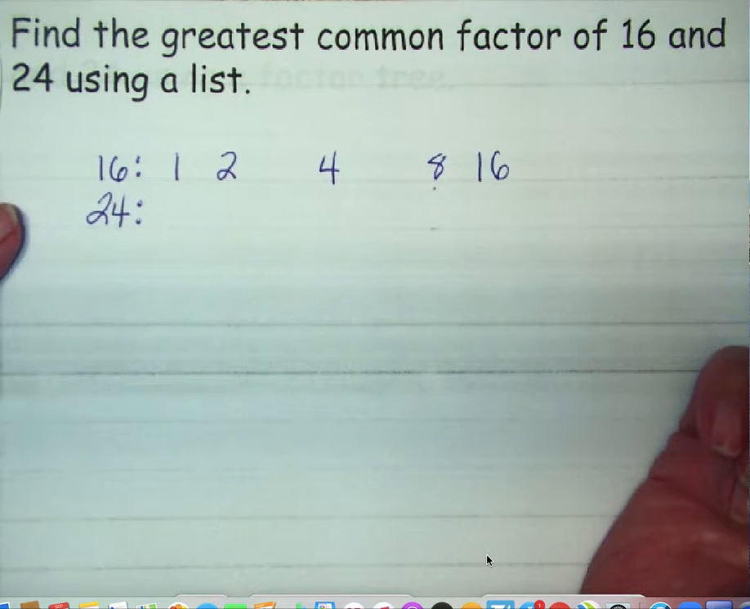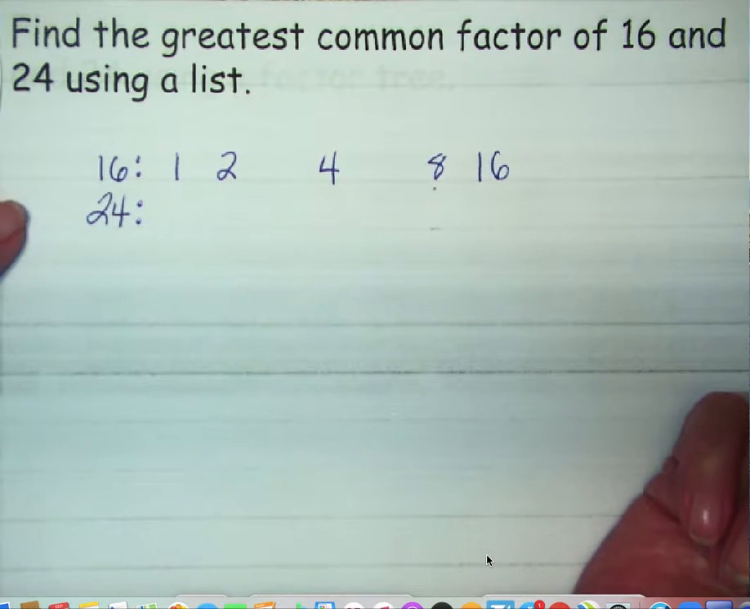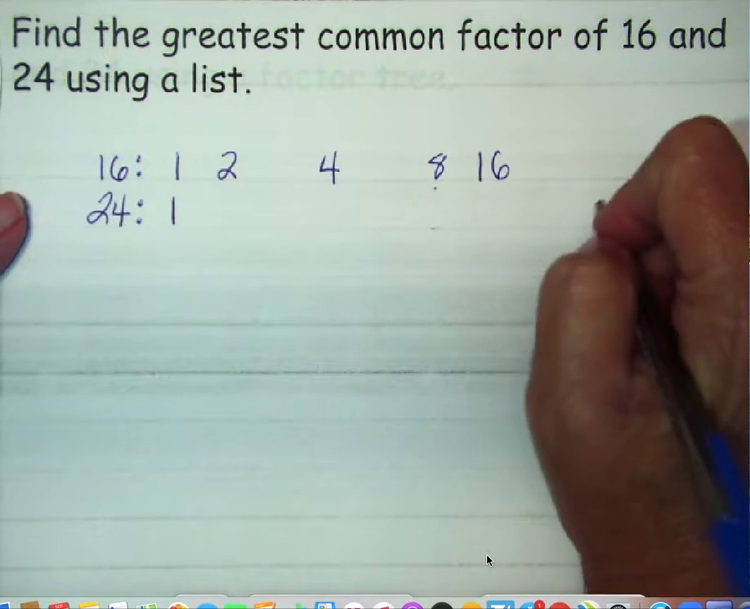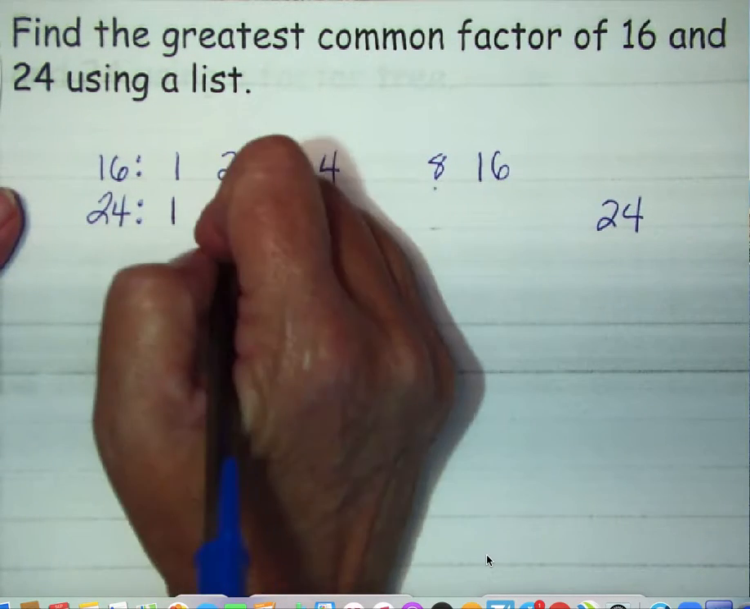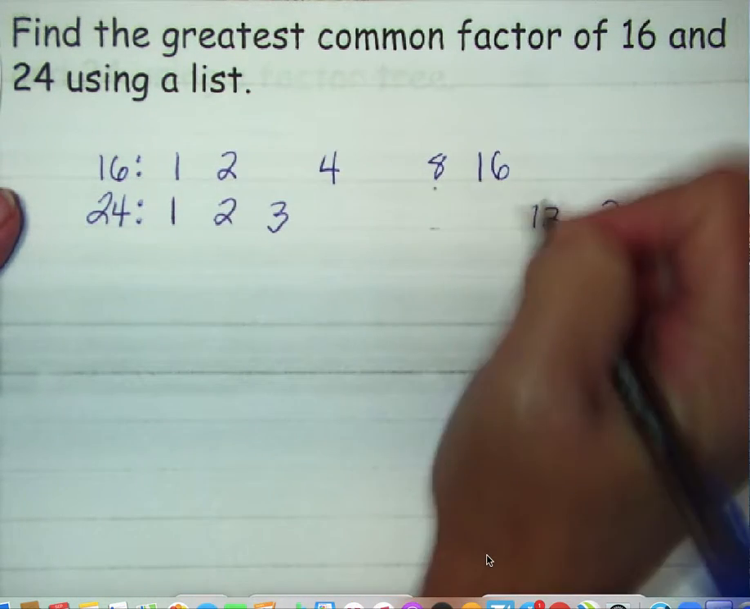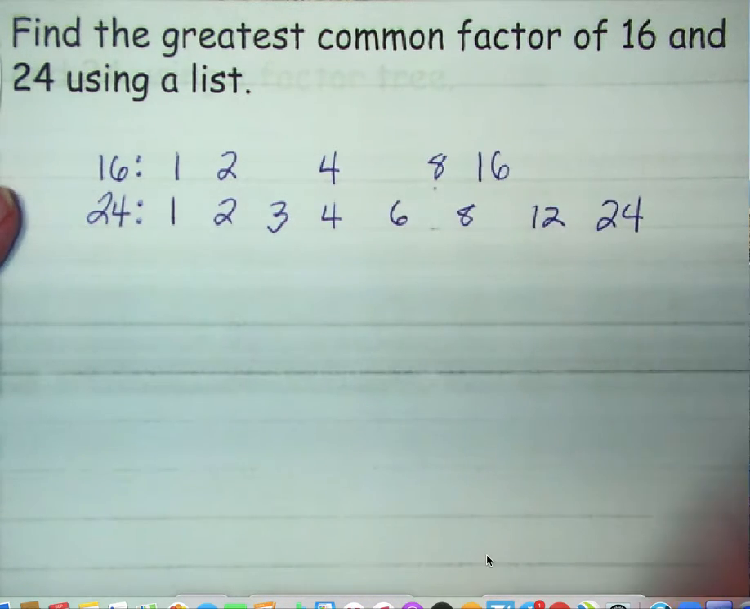Let's talk about factors of 24. 24 is one of my favorite numbers to work with because it is so versatile and has so many factors, and you can do so much with it. So 1 and 24. And I'm going to go ahead and spread it out so I've got plenty of room to write. 1 and 24, 2 and 12, 3 and 8, 4 and 6. Anything else? Okay. All right.